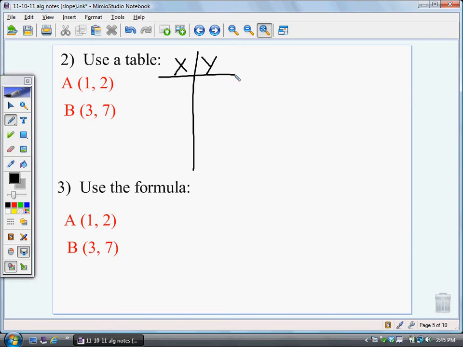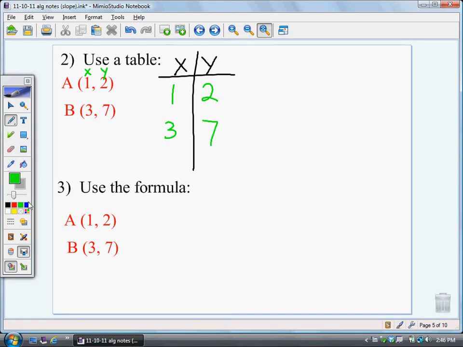We'll make a quick XY table. And we'll plug in the coordinates. So this is X and this is Y. So X is 1 and Y is 2. X is 3 and Y is 7.